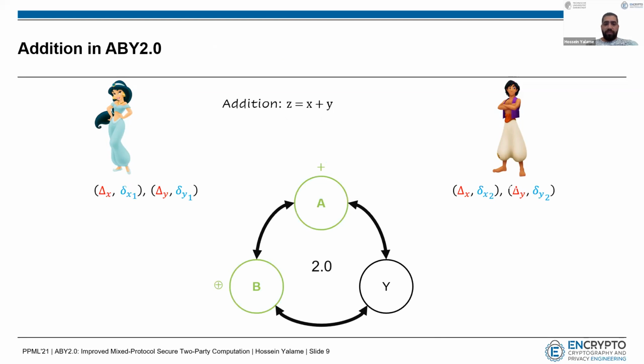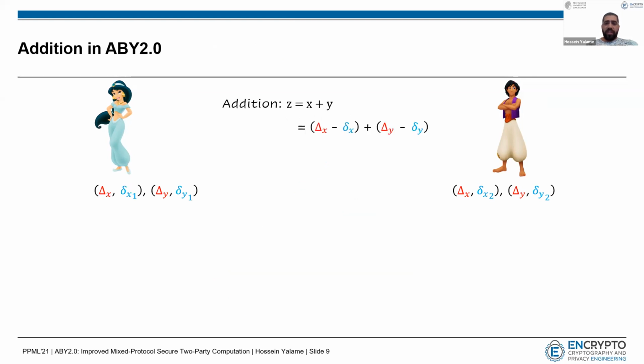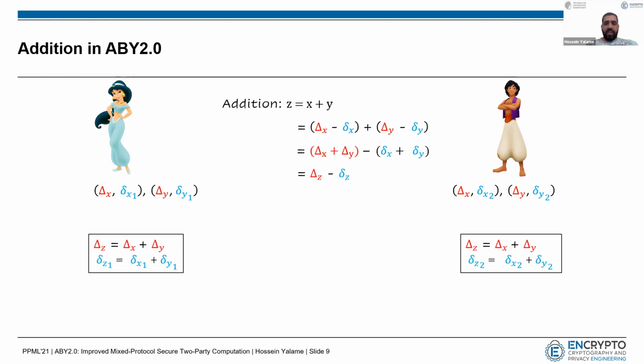For ABY2, addition is free, and the parties can calculate the addition locally. For that, we have X and Y, which can be written with their deltas. Each party has access to the shares of the values of X and Y, and then they can simply add the shares, and then they have the share of Z for addition.